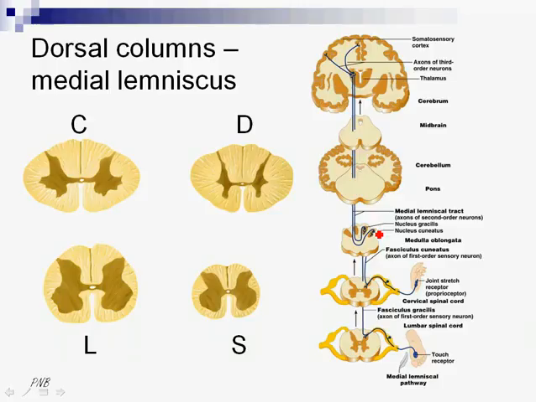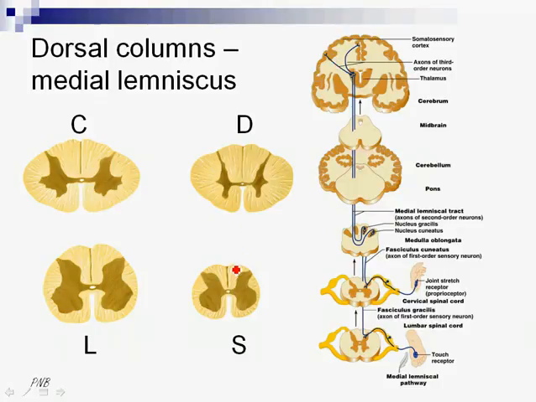This is where the second neurons are situated, in the medulla oblongata. They will then decussate, they will change side and ascend in the medial lemniscus. They will ascend up to the thalamus, specifically the ventral posterolateral nucleus of the thalamus, and then the fibers will be remitted to the somatosensory cortex.